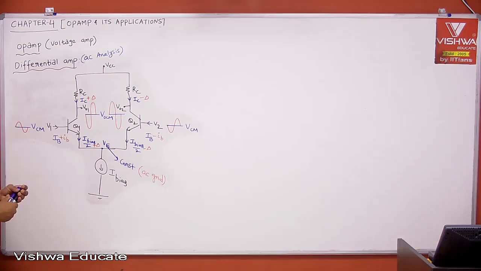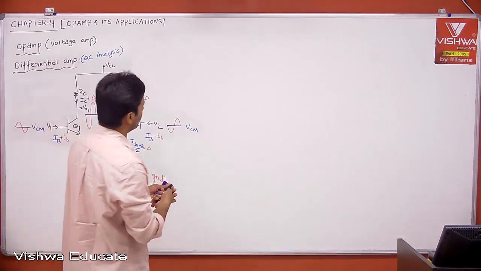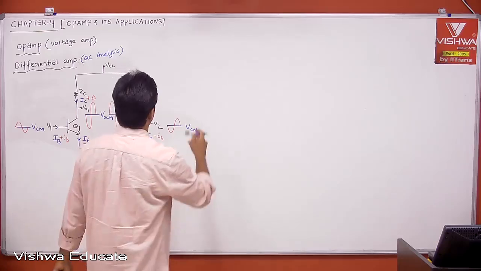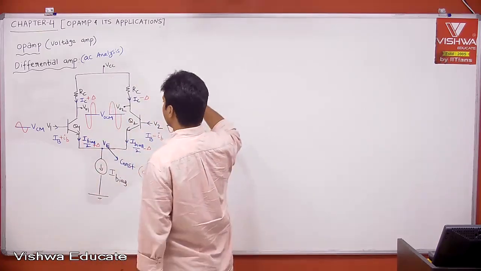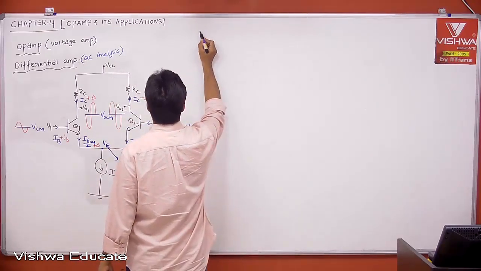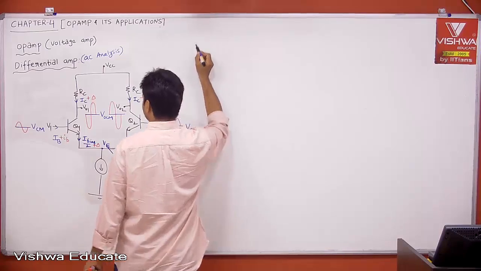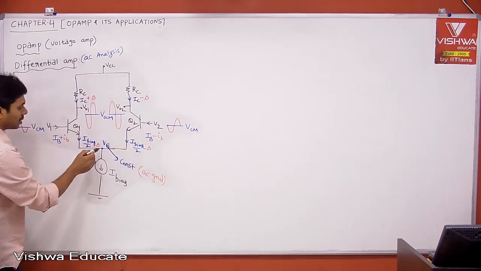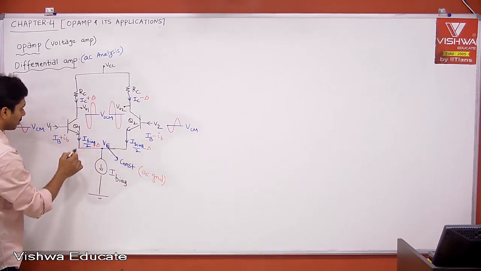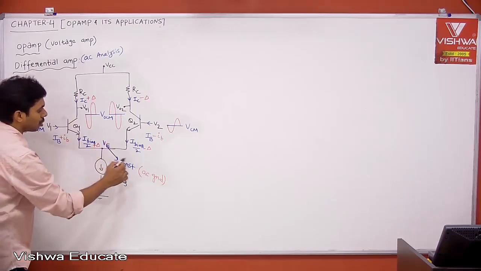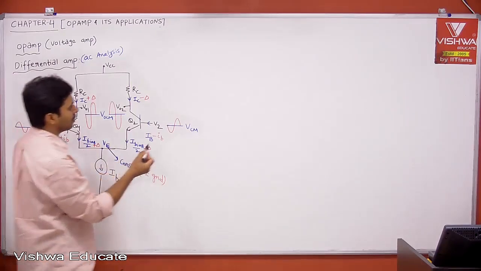Now let me explain how the gain of differential amplifier is same as common emitter amplifier. Now if I speak about the AC circuit, this is your complete circuit. What is AC circuit? This is AC ground. When I say this is AC ground, then this is nothing but common emitter amplifier. This is also common emitter amplifier. Both are common emitter amplifiers, right?